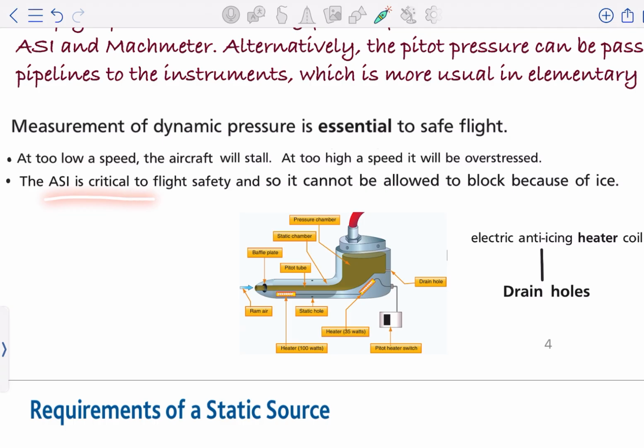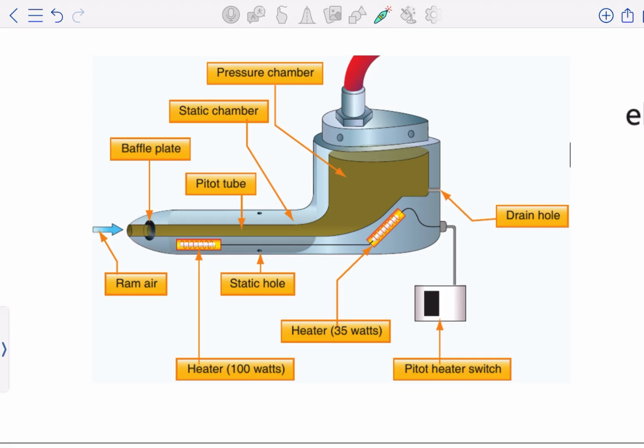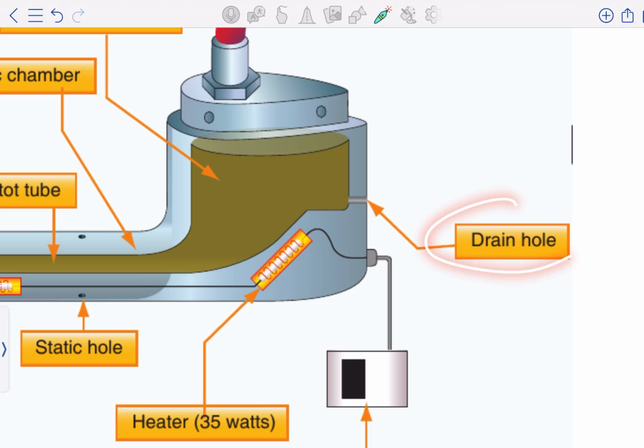The ASI, the airspeed indicator, is critical to flight safety, and so it cannot be allowed to block because of ice. So as you can see, if this pitot tube gets blocked, then the ASI won't work, and we know how essential it is for safe flight, right? So there's a heater in the pitot head that prevents ice. If there's any ice formation on the pitot tube, it melts because of this heater. And there's also a drain hole which drains the excess water.